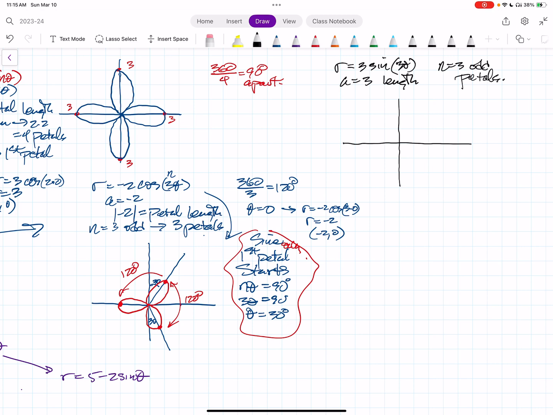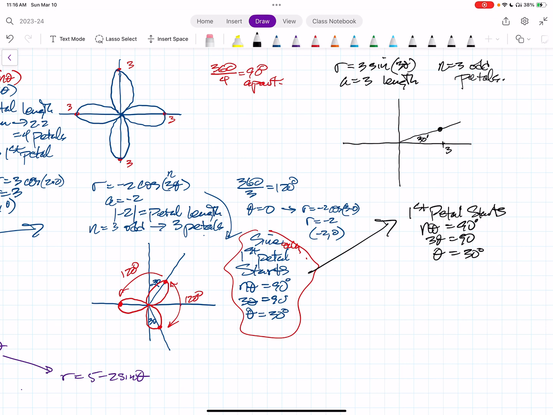Okay, so let's start graphing here. Also I need to figure out where they start. And as I said over here, for the sine function, the first petal starts where n theta equals 90. Now n is 3, so we have 3 theta equal to 90, or theta is equal to 30 degrees. So I'm going to graph 30 degrees because I don't have a polar grid. So let's say this is 30 degrees, and this is 3 units. I'm going to rotate, so there's about length 3.